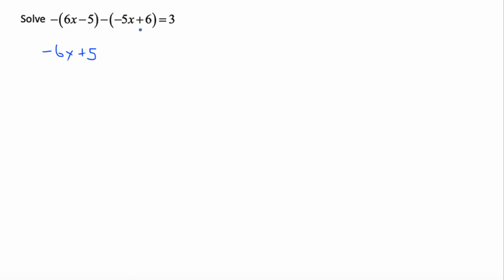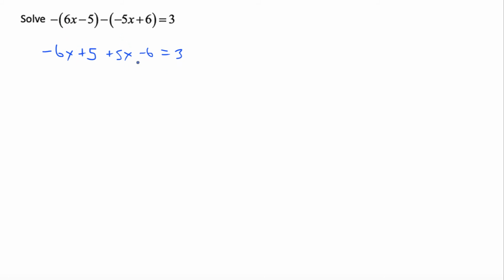And then the second parentheses is sort of the same thing. We see the parentheses, there's a negative in front, so we can imagine that it is a negative 1, so we want to multiply each term here by negative 1. So negative 5x times negative 1 is plus 5x, and positive 6 times negative 1 is negative 6. Okay, so we have successfully eliminated all the parentheses here.